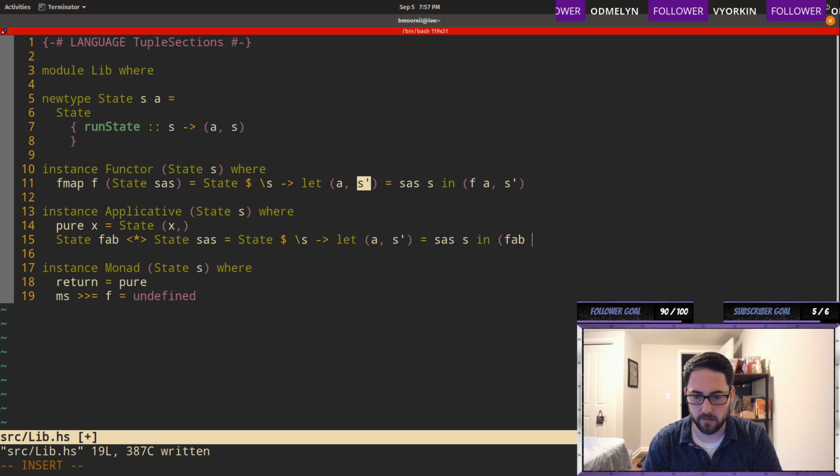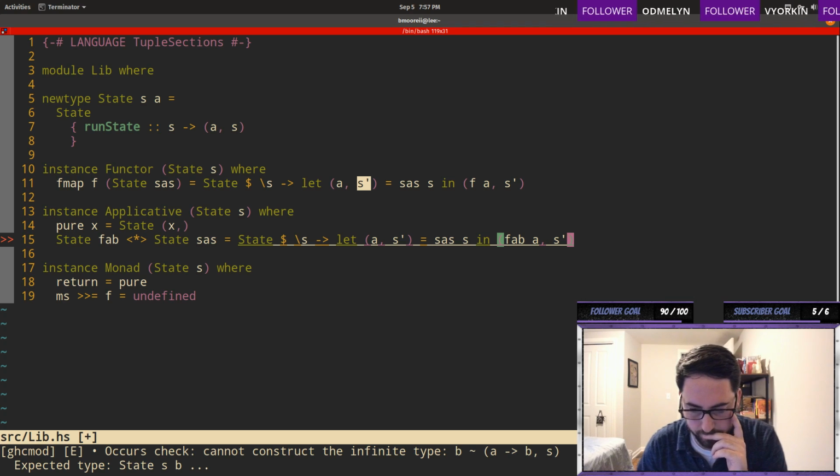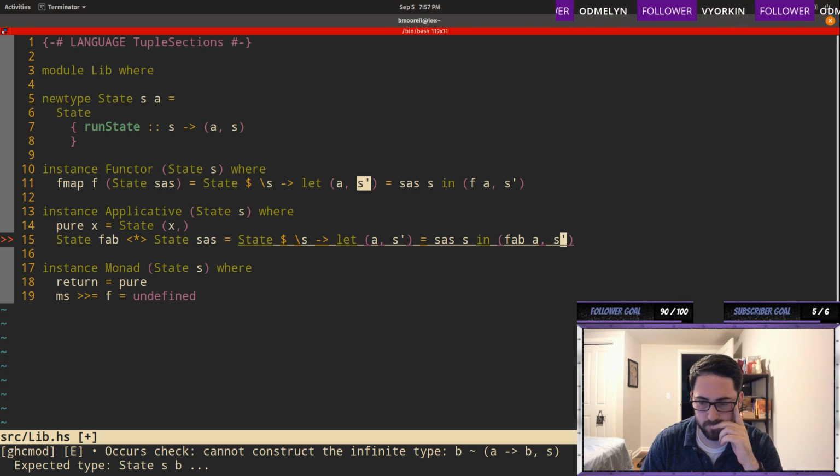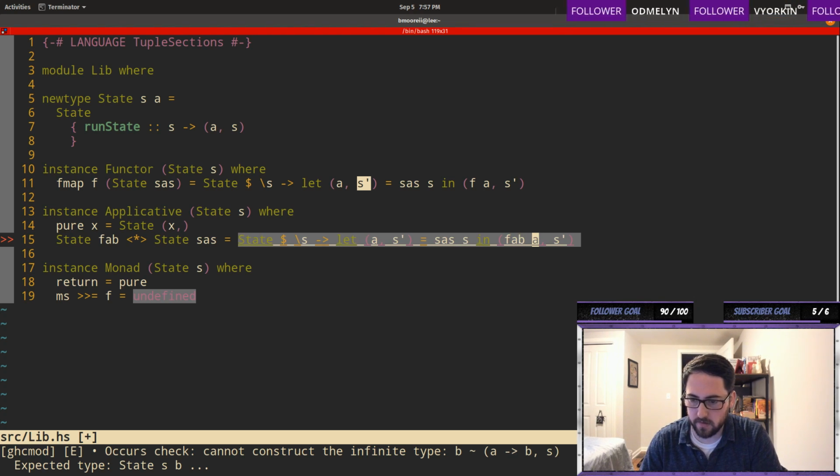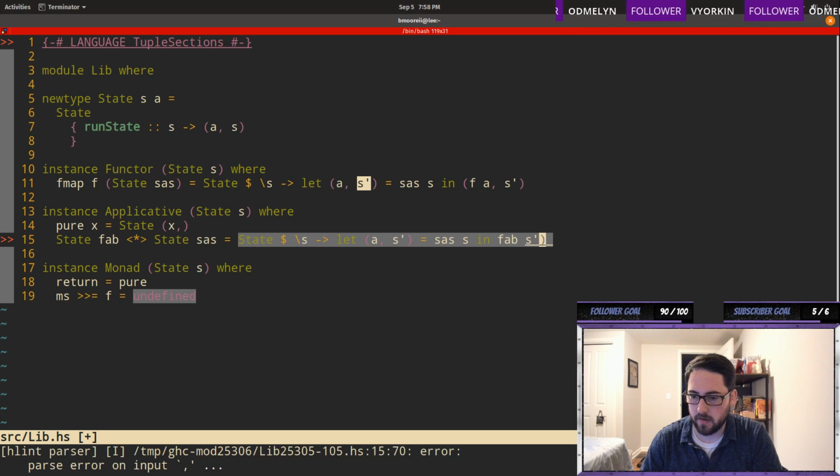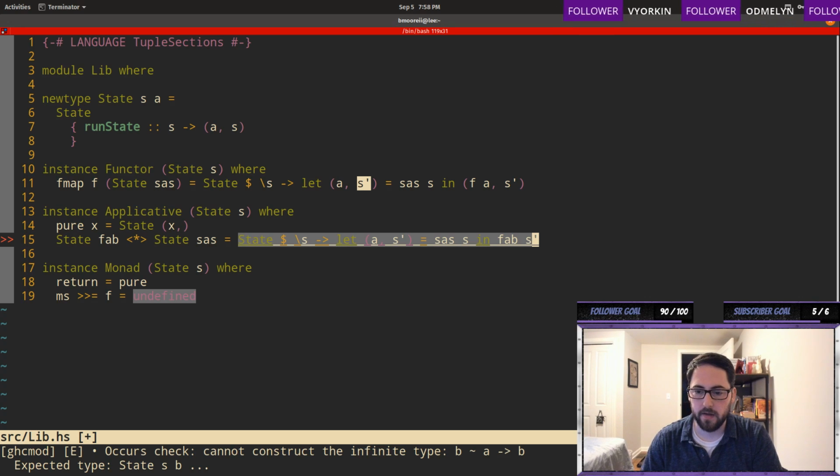But this is not going to be the right shape, so bear with me. Right, so this thing needs to be given S prime, and then when it has S prime, it makes an A. And when it makes an A, we can convert it.